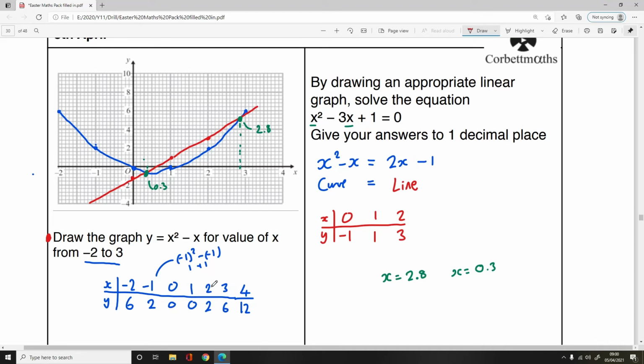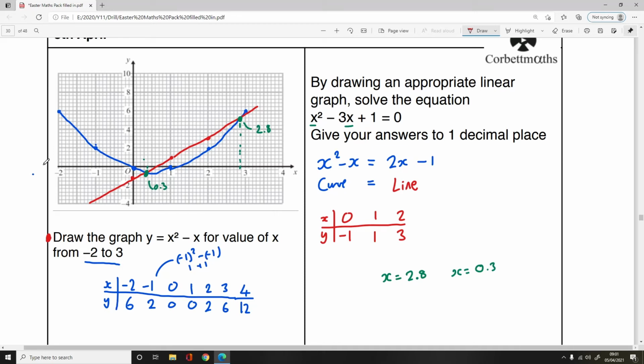Now I started with the positive values, so I did 0 squared take away 0 to get 0, 1 squared take away 1, 2 squared take away 2, 3 squared take away 3, etc. And then I thought, okay, there's probably some symmetry here. So if I know that that's 0 and that's 0, it probably then just repeats 2 and 6. But I did check. So this is minus 1 squared, take away minus 1, which is 1 plus 1, which is 2. Because if you square anything, you get positive. And the same works on the other side.